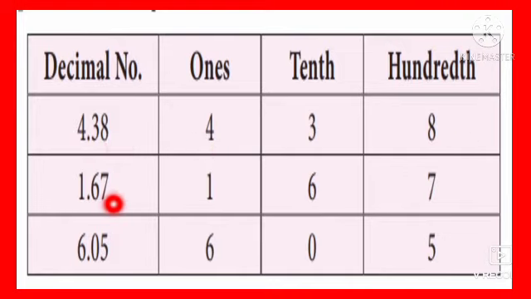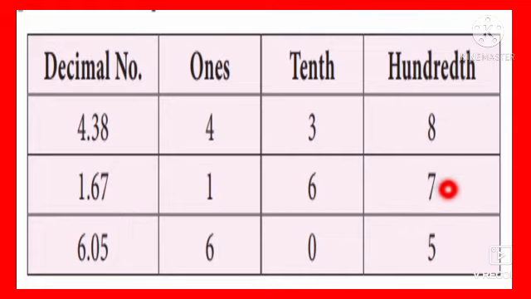4.38 and 1.67 can be written in the place value chart as 438 and 167. Now we have to add these two numbers from hundredths to ones, from the decimal part to the whole part. To add or subtract decimal numbers in the place value chart, we do the calculations from right to left, from the decimal part to the whole part.